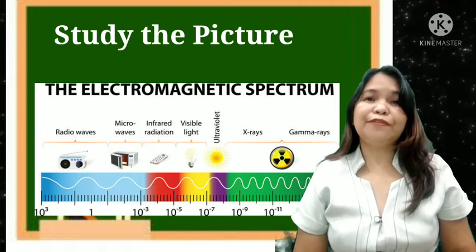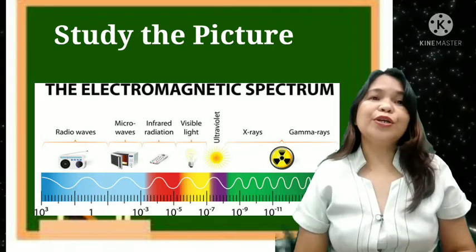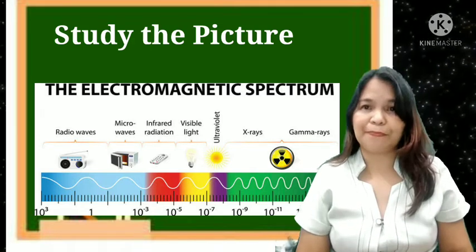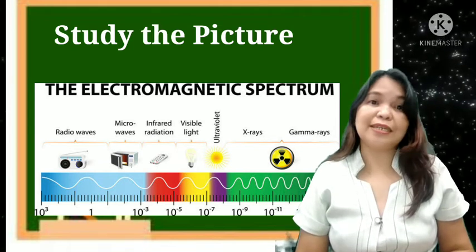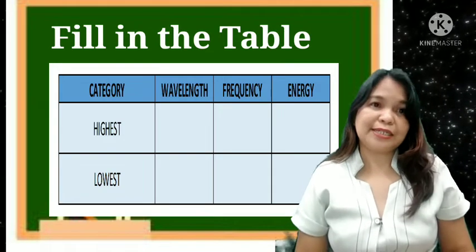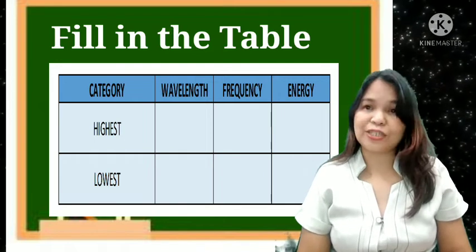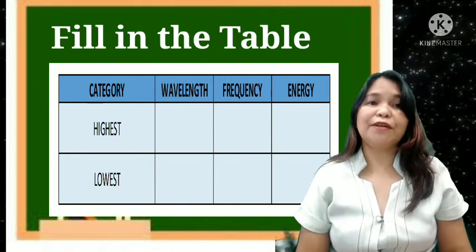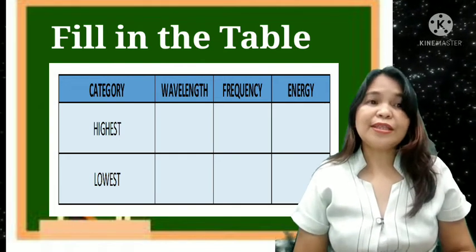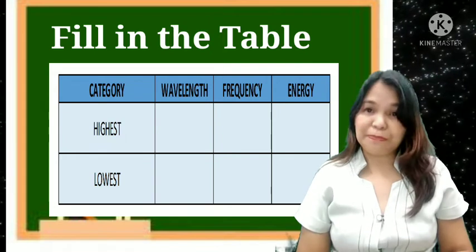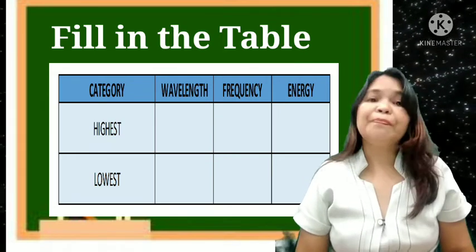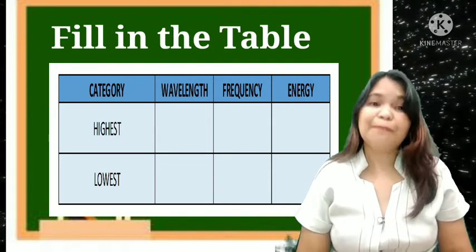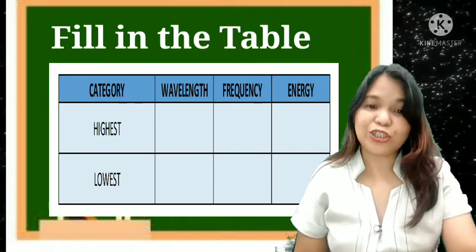After knowing the different types of electromagnetic waves, your next activity is to study and analyze the given pictures carefully. Then you're going to complete the given table. The first column is the category, whether it's the highest or the lowest. The second column is wavelength, followed by frequency and energy. So in this activity, based on the given picture, you're going to identify the electromagnetic waves with the highest and lowest wavelength, frequency, and energy.